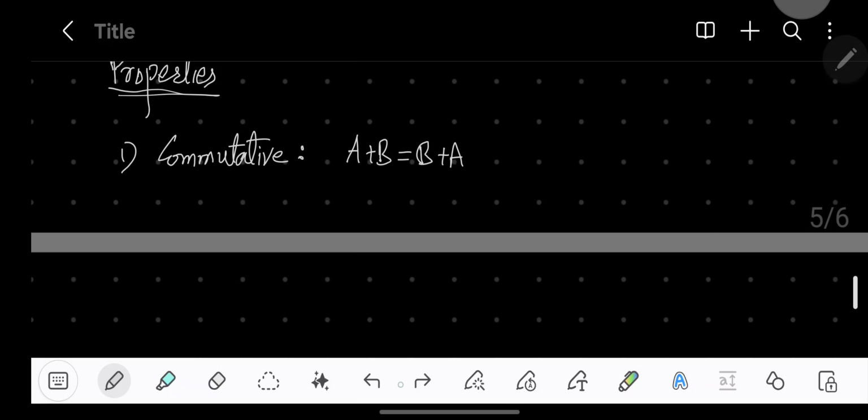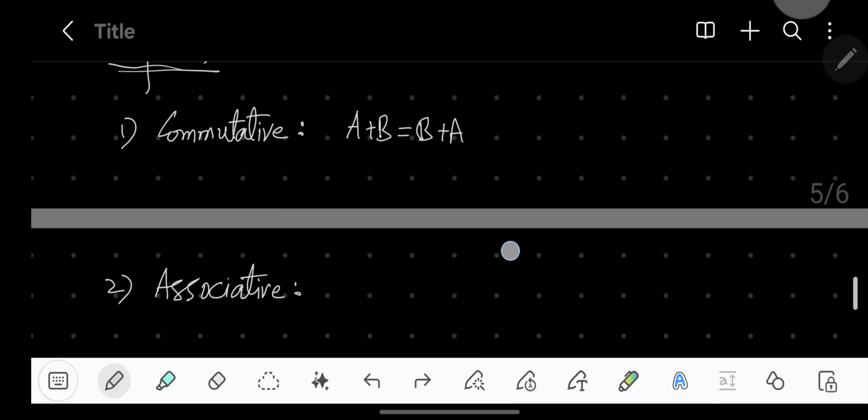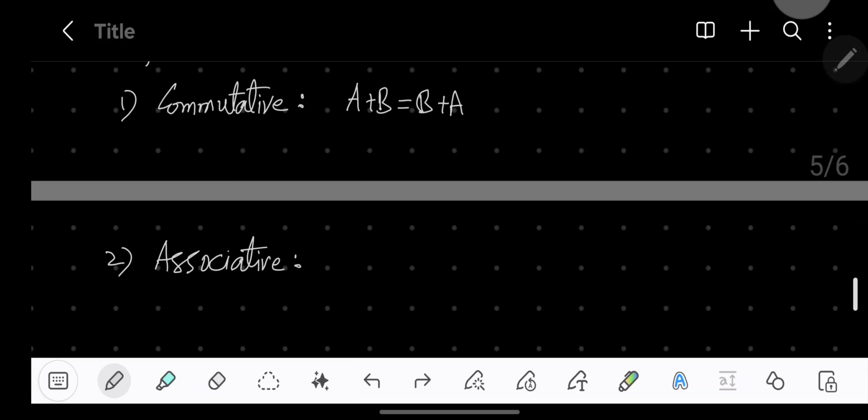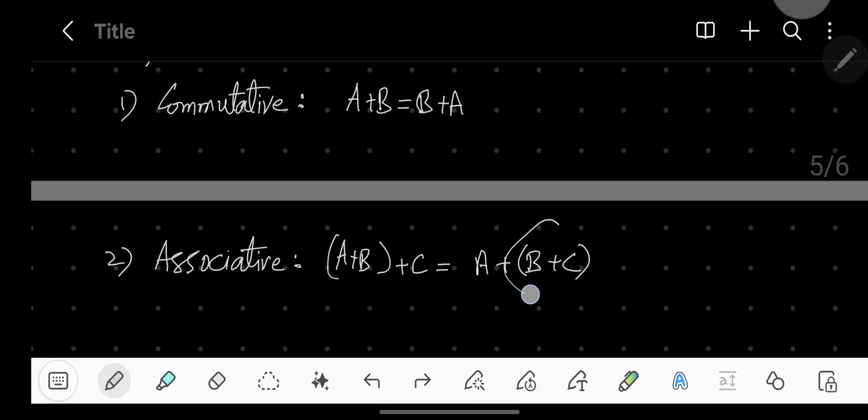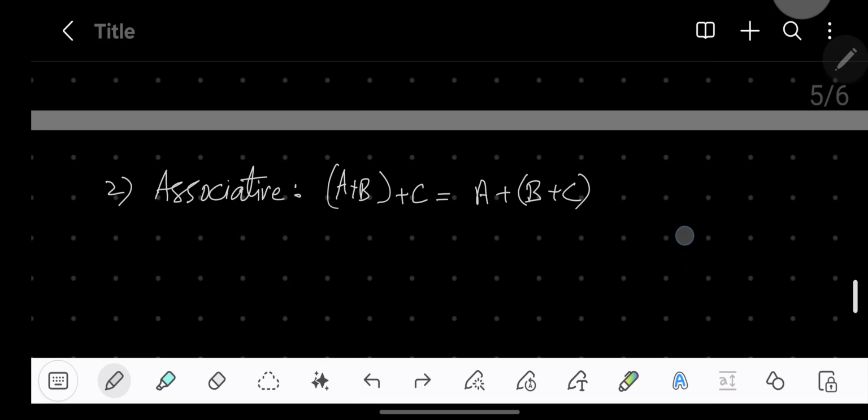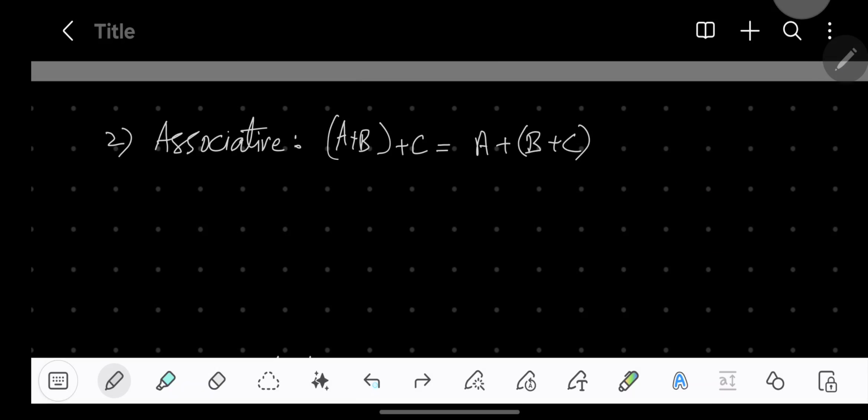And the next property is the associative property. It says that if you add three matrices, whether you add A and B first and then C, or you add B plus C first and then A, you will get the same answer.